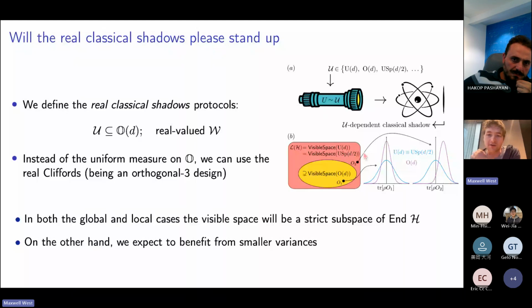So with unitary shadows, you can see everything, but sometimes the variance is going to be really bad. If you take the symplectic group, it's just the same as the unitary group. So again, you see everything, but sometimes the variance is bad. And then, as we'll see over the next few slides, if you take the orthogonal group, the behavior is kind of qualitatively different. So the visible space is now smaller, which means you can't see everything.